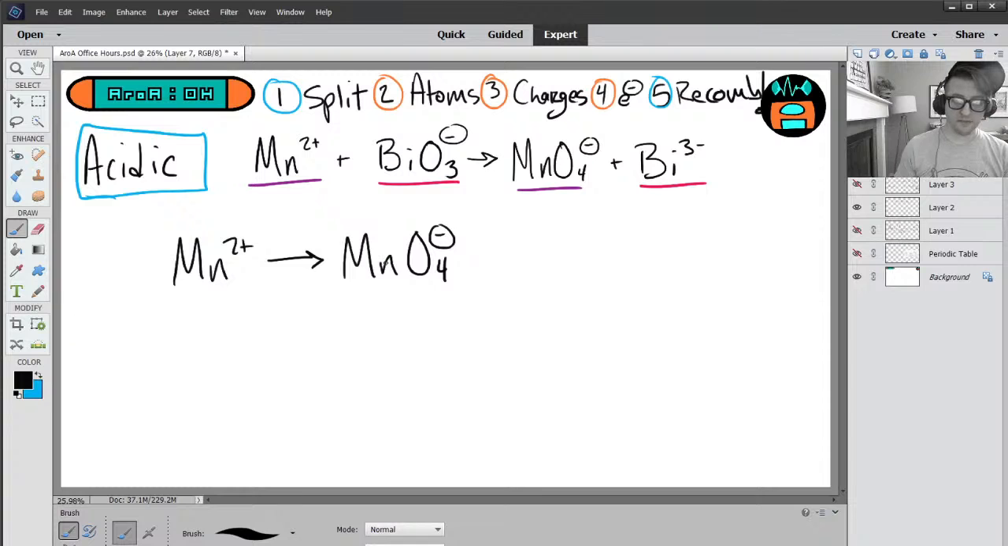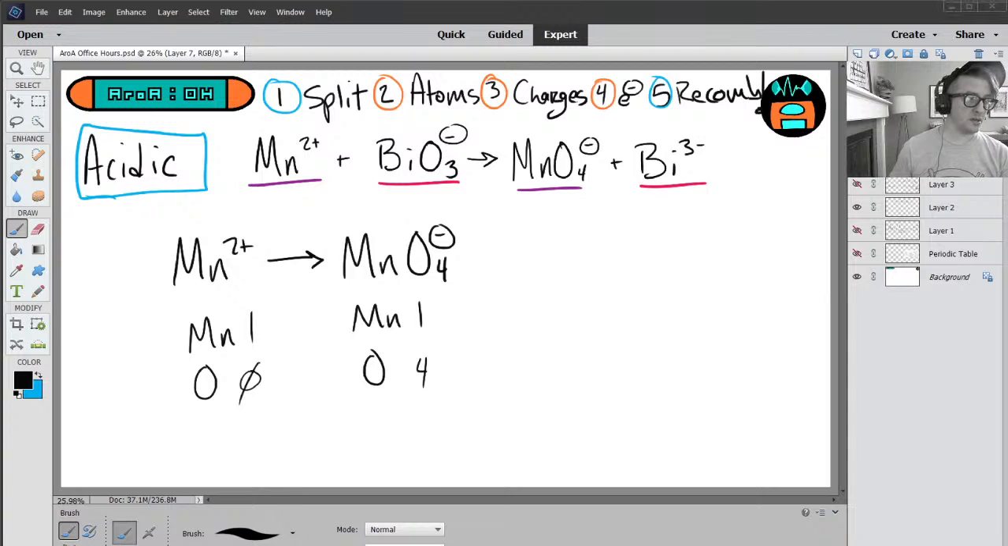First off, we need to make sure all of our atoms are balanced. If we line up our atoms, we have 1 manganese and 0 oxygens on the reactant side. On the product side, we have 1 manganese and 4 oxygen atoms. Now, manganese is balanced, but oxygen isn't.